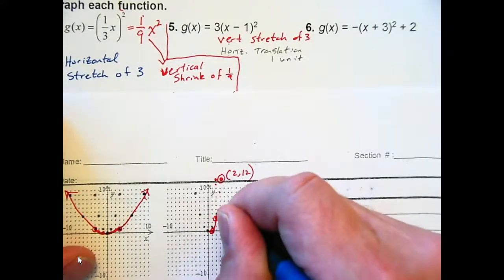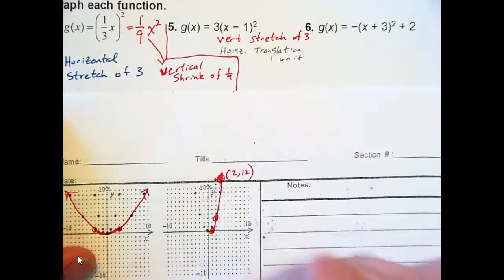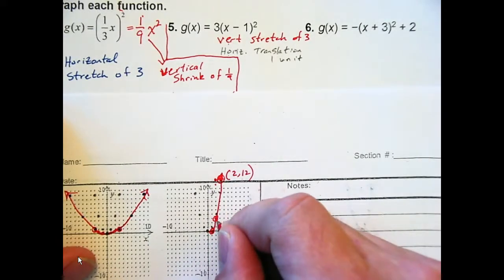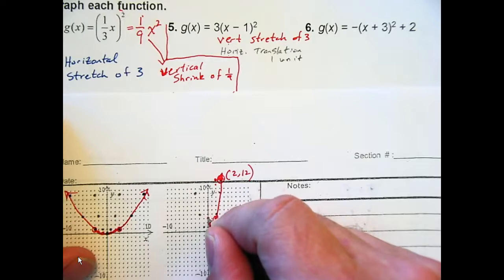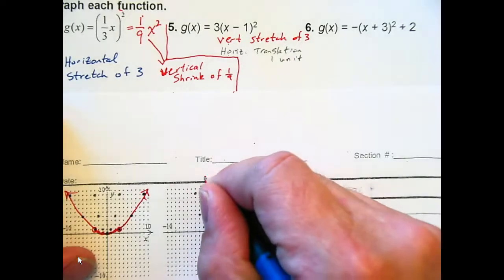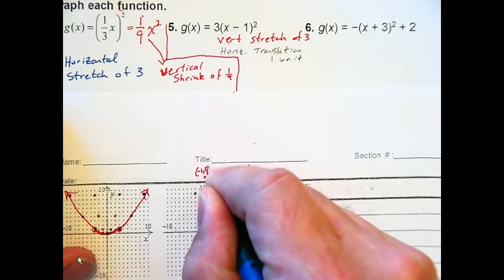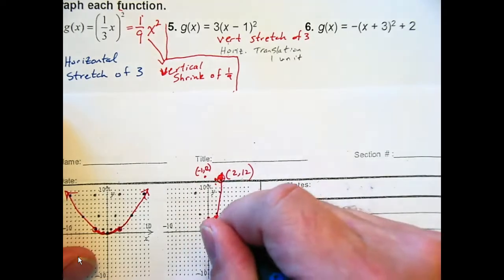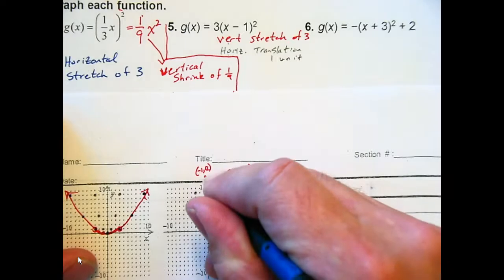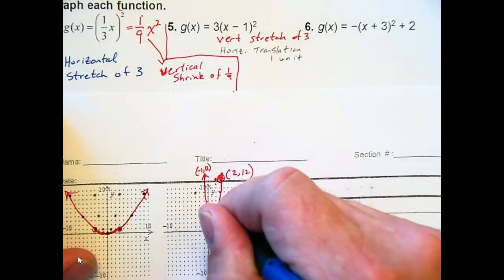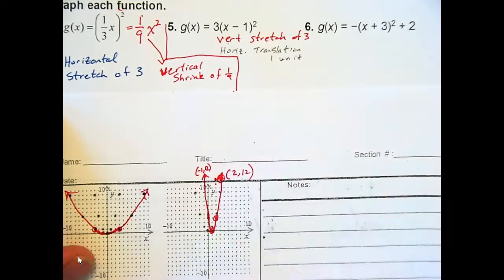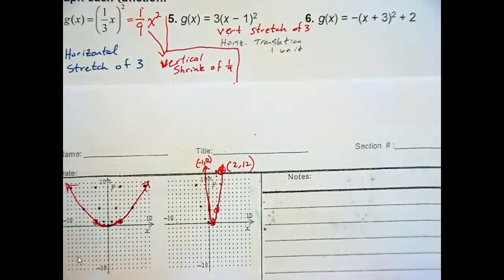Notice that graph got a lot narrower. Okay, and then we'd have to reflect those points. So we'd be there, and then we'd be up here at negative 1, 12. Okay, our parabola went on a diet, dude. Got skinny. Okay, how many think you got it?